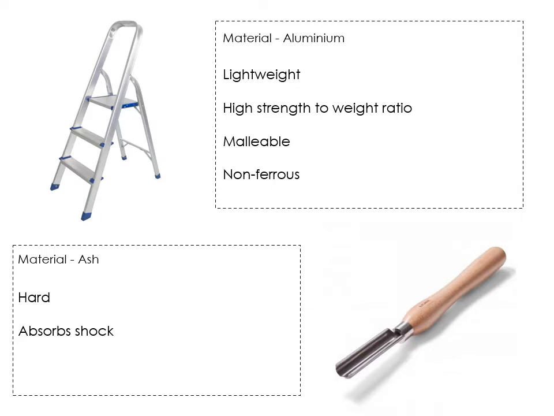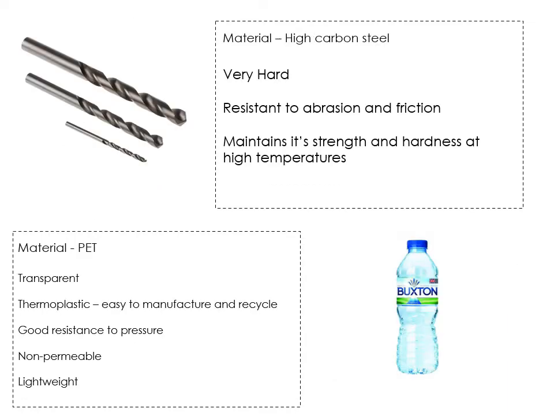Right, the handle on the chisel or the lathe tool is ash because it absorbs shock and it's very, very hard. So if you imagine you were potentially hitting the top of that handle with a wooden mallet, you don't want the handle to be splitting or cracking. And also you don't want it to become scratched or dented. Next, for the drill bits, this material is very, very hard. It's resistant to abrasion and friction, so when it is actually drilling into other materials, you don't want it to be denting or changing shape. It maintains its strength and hardness at really high temperatures, so those are the benefits of that material.